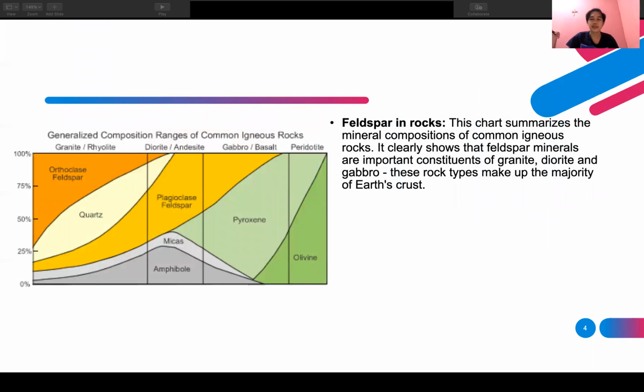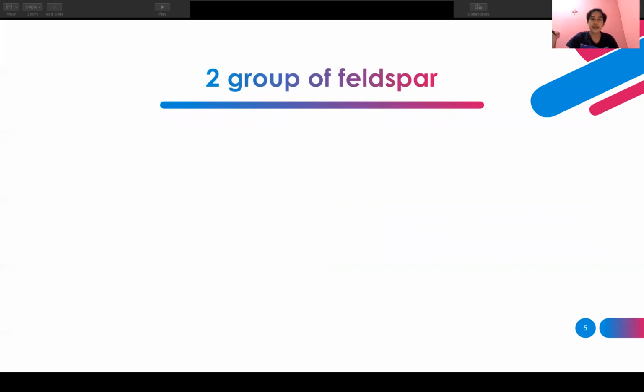This chart summarizes the mineral compositions of common igneous rocks. It clearly shows that feldspar minerals are important constituents of granite, diorite, and gabbro. These rock types make up the majority of Earth's crust. There are two groups of feldspar. First, the K-feldspar or potassium feldspar.